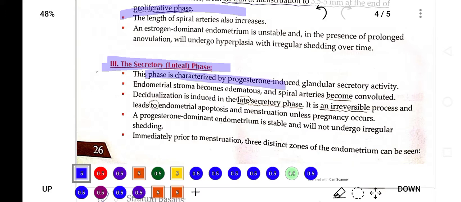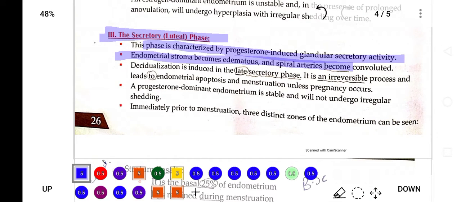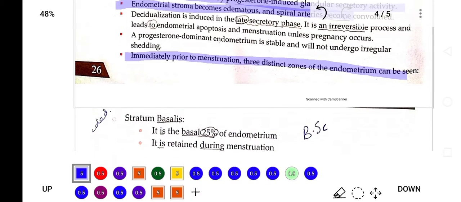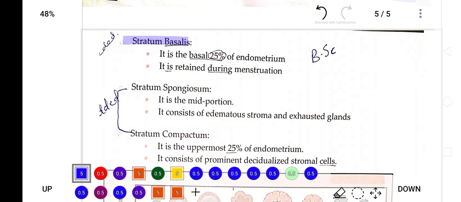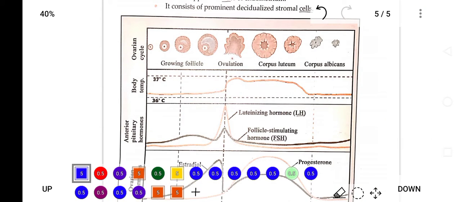This phase is characterized by progesterone-induced glandular secretory activity. The endometrial stroma becomes edematous, the spiral arteries become convoluted, and immediately prior to menstruation, three zones of the endometrium can be seen: the stratum basale, spongiosum, and compactum. So in this way, this whole process runs, and different hormones control the menstrual cycle.